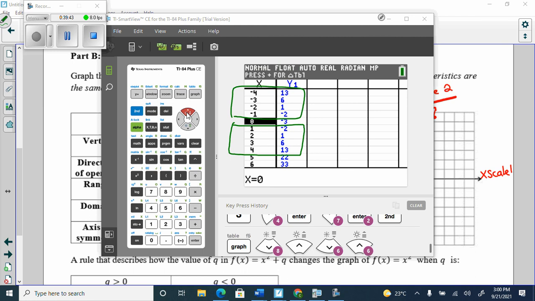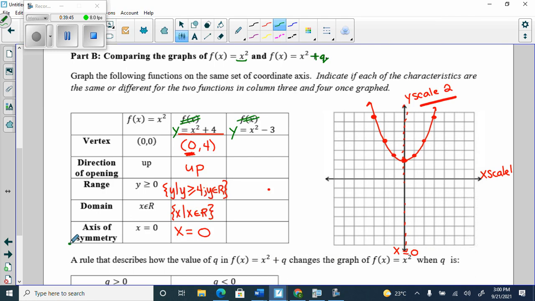My vertex is at 0 and negative 3. I write that. I go over here and I go to 0 and negative 3 and I draw it. Remember that we have a y scale of 2. Then I pick on the left side of it. Negative 1 and negative 2. Negative 2 and 1. Negative 3 and 6. Negative 4 and 13. Then it's symmetrical. 1 and negative 2, 2 and 1, 3 and 6.